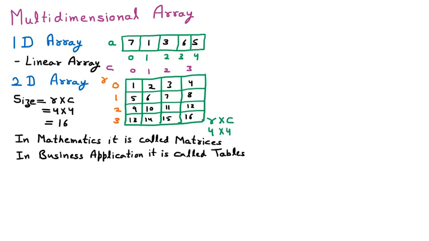Now, every element of a 2D array is denoted by Aij or Aik.